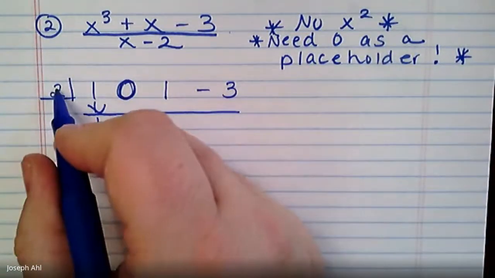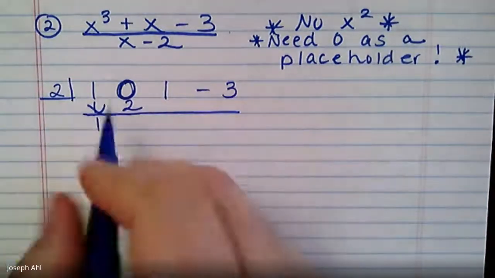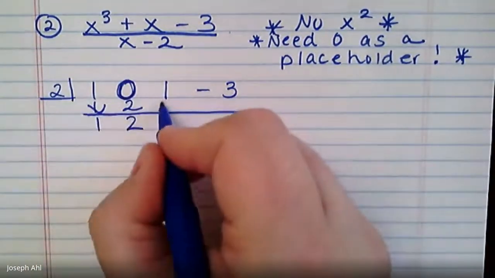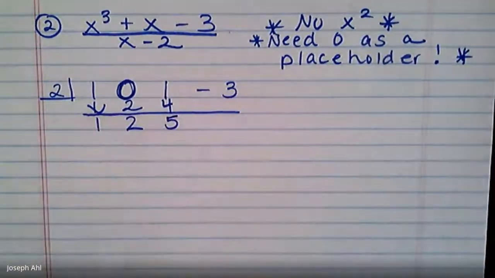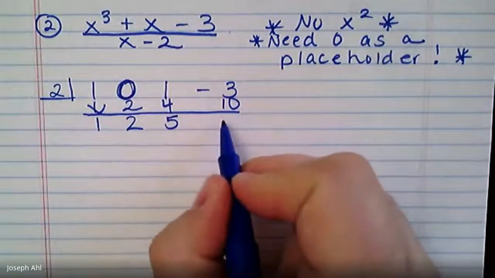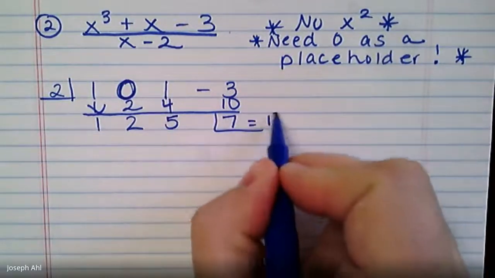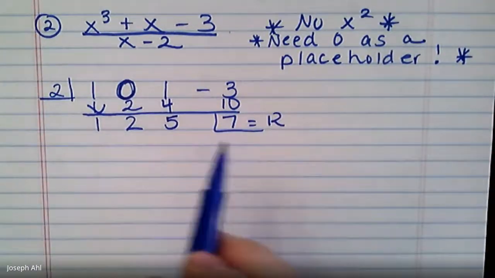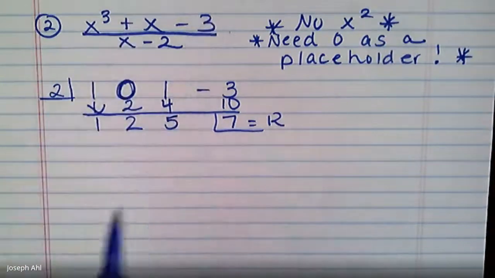Synthetic division would say multiply by that 2, so that's 2. Add to the 0 above, that's 2. 2 times 2 is 4, plus the 1 above it is a 5. 5 times 2 is 10. 10 plus -3 is 7. Okay, that's my remainder again. So the conclusion here is that in the end, 2 is not a factor of this polynomial.